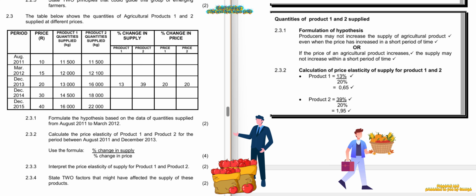So for product 1, the % change in supply is 13%, and the % change in price is 20%. So after dividing it, we get 0.65. For product 2, the % change in supply is 39%, and the % change in price is 20%. So after dividing it, we get 1.95.